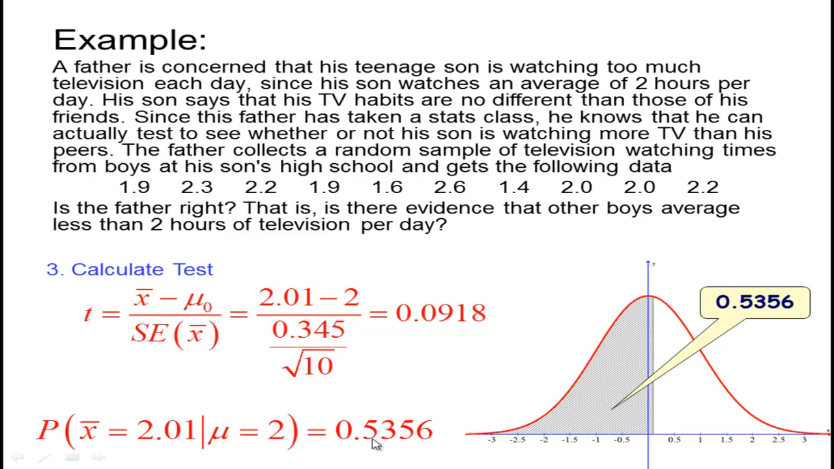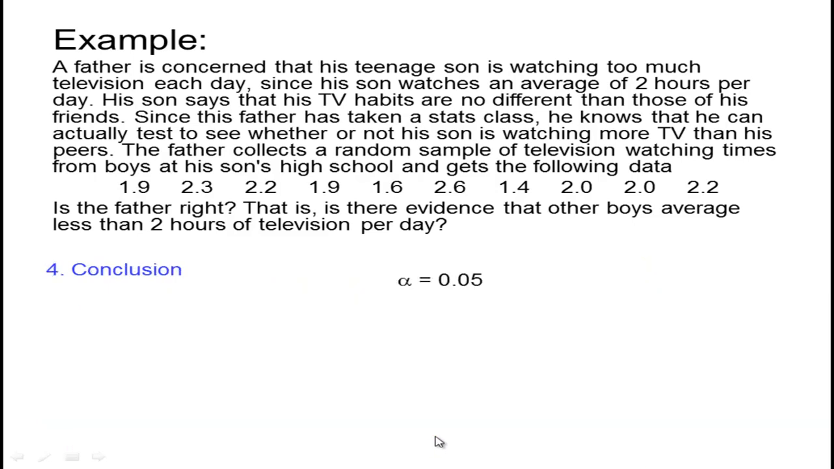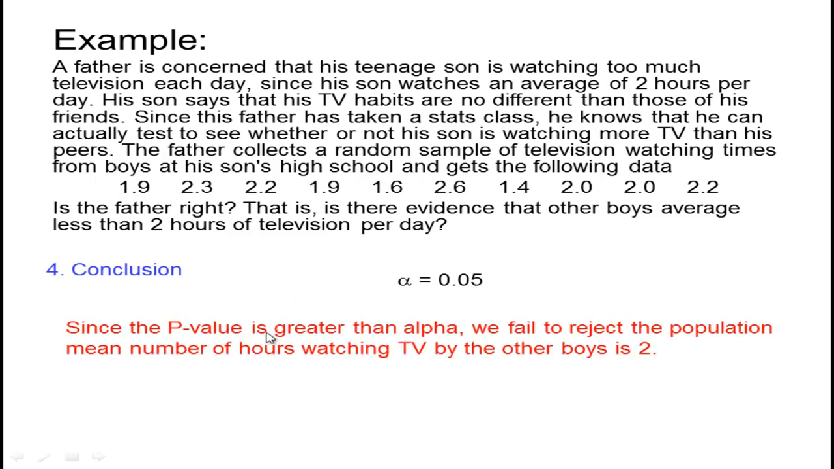So the probability that we get a sample mean of 2.01, given that the population mean is 2, is 0.5356. So we can conclude, based on an alpha of 0.05, since it's not given, the p-value is greater than alpha, so we fail to reject that the population mean number of hours watching TV by other boys is 2. In our head, we're saying we accept the fact that the mean number of hours watching TV by his peers is still 2 hours.